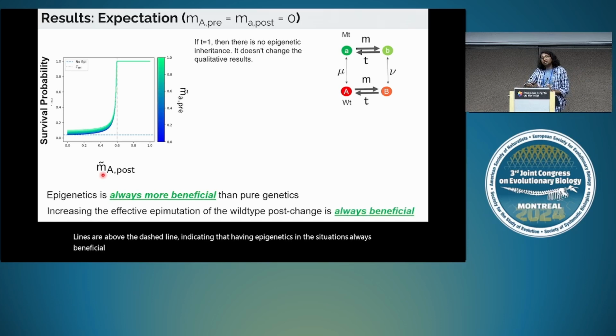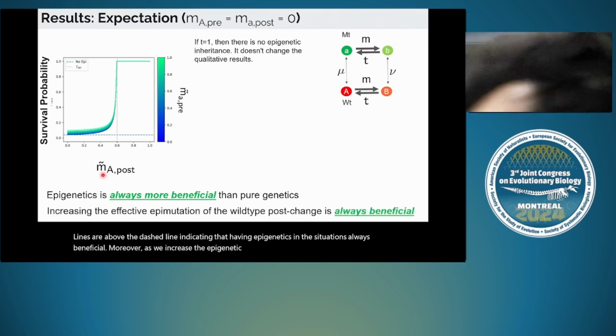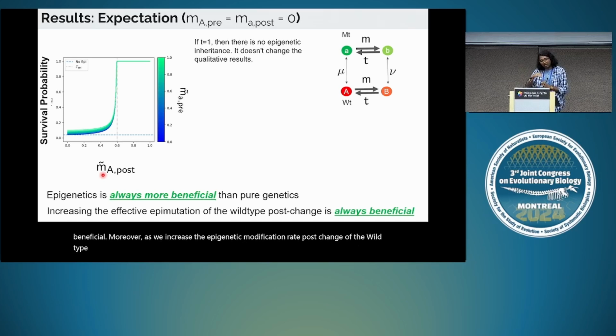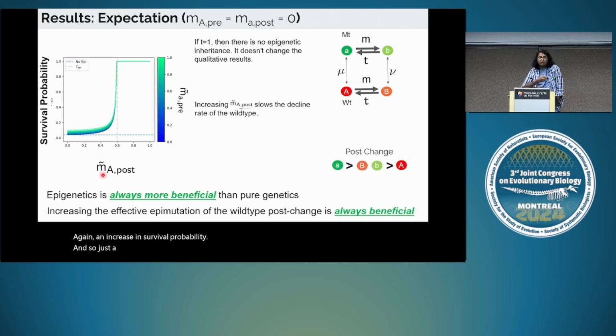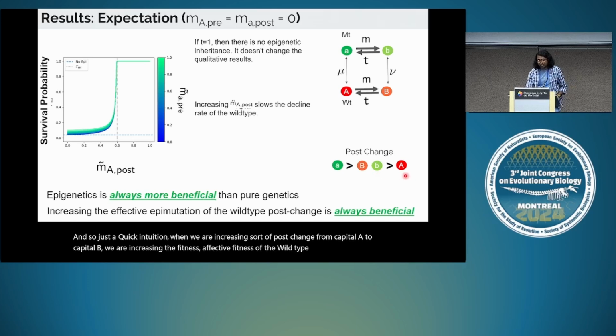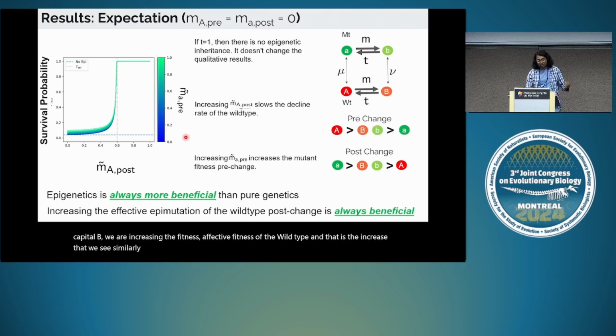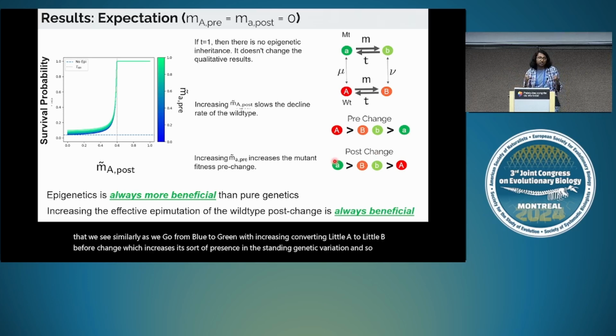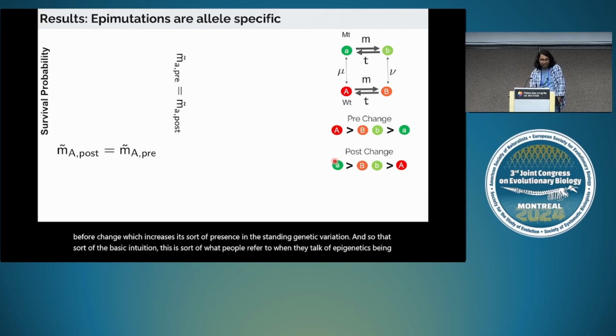Moreover, as we increase the epigenetic modification rate post-change of the wild type allele, we see, again, an increase in survival probability. Just a quick intuition: when we are increasing post-change from capital A to capital B, we are increasing the effective fitness of the wild type, and that's the increase that we see. Similarly, as we go from blue to green, we are converting little a to little b before change, which increases its presence in the standing genetic variation. And so that's the basic intuition. This is what people refer to when they talk of epigenetics being good for environmental changes.